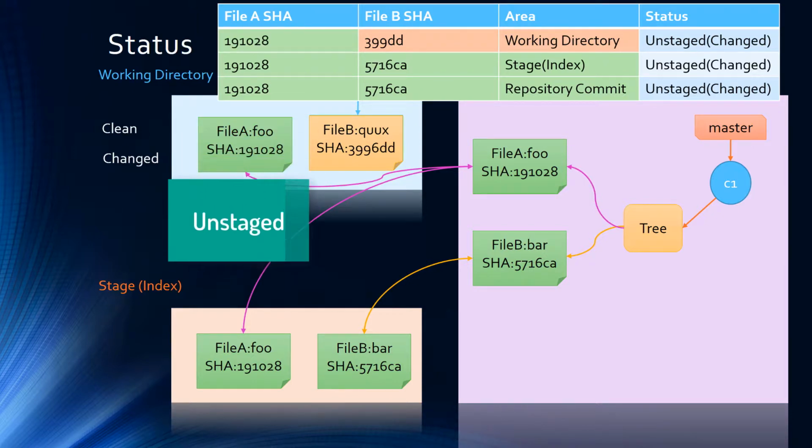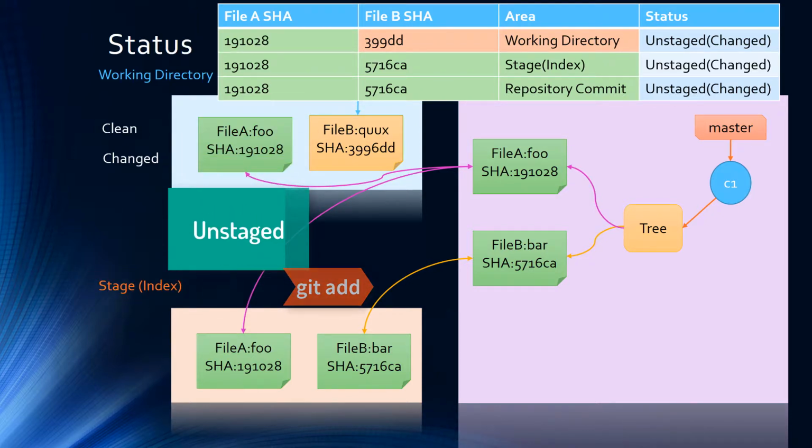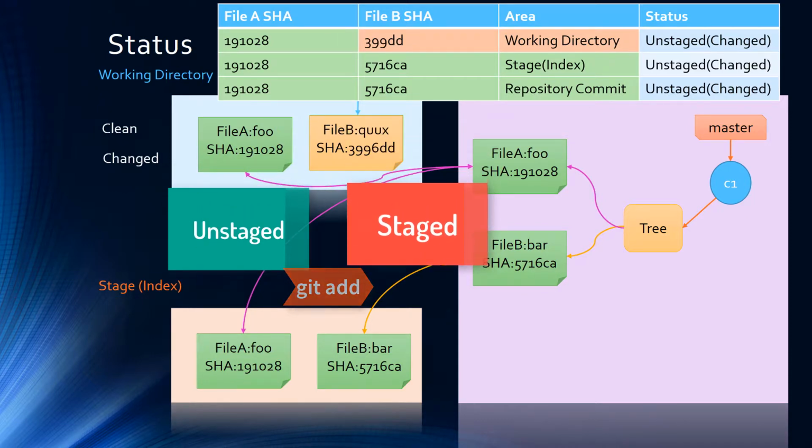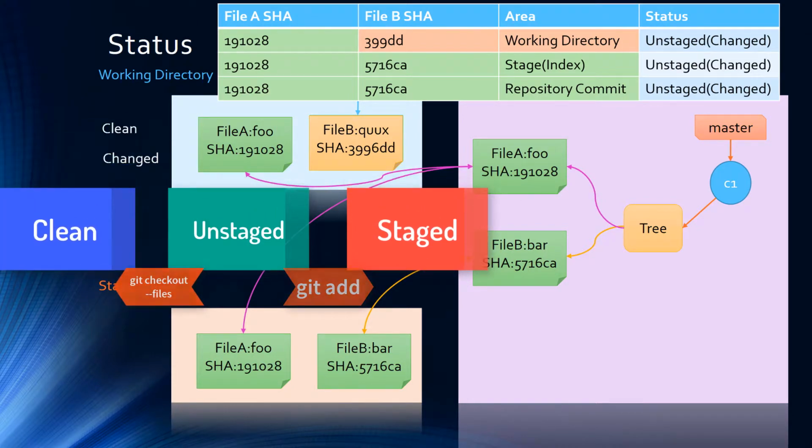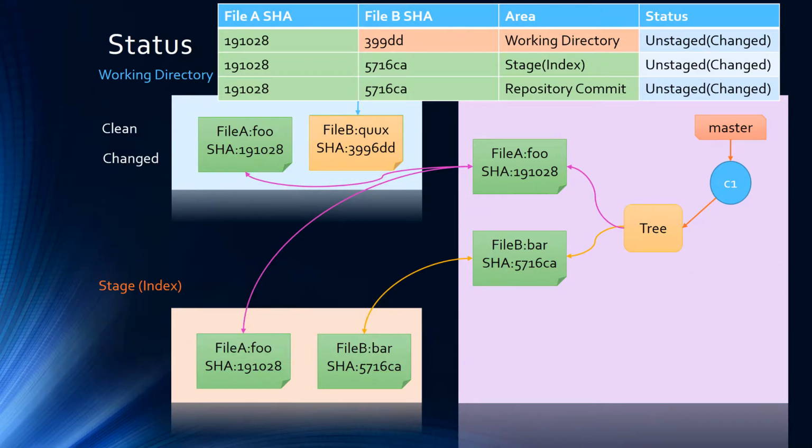Only if you use the git add command can you add the change into the stage and keep it in the repository, and then step into the next stage. Or you use git checkout to discard the change and go back to the clean state. Now let's go into the next step.